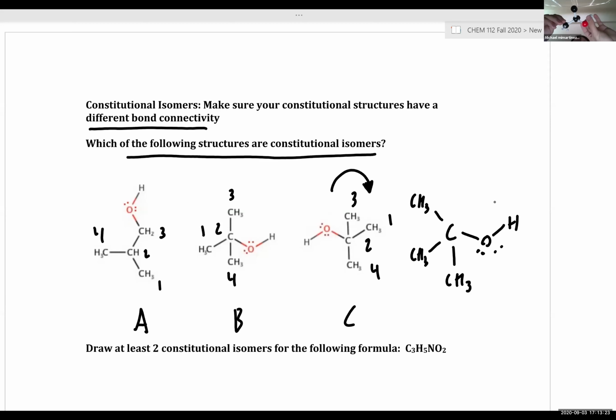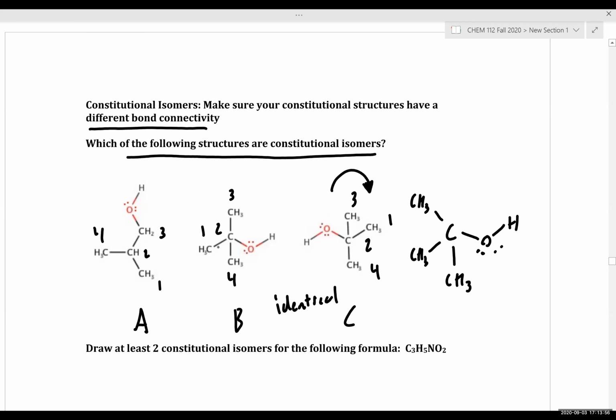Okay, so here is our model of B, right? Now, without changing anything, I'm just going to rotate this molecule, and lo and behold, do we see the structure for C? Via rotation, do we now see the structure for C? Yes. So you really need to be careful for structures that are just rotated versions. So B and C are identical.